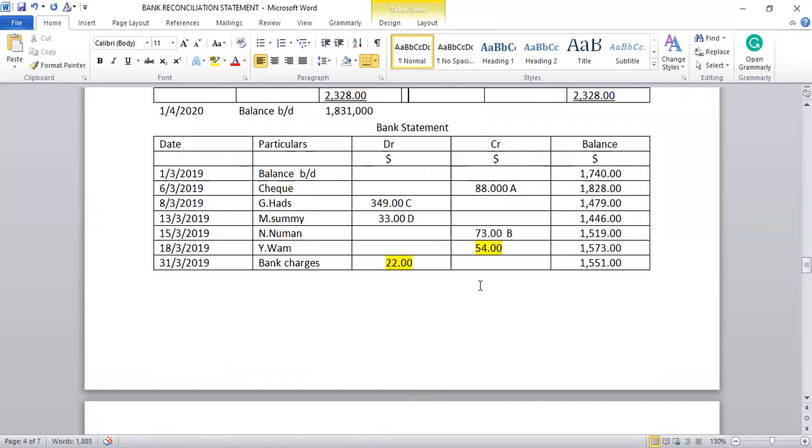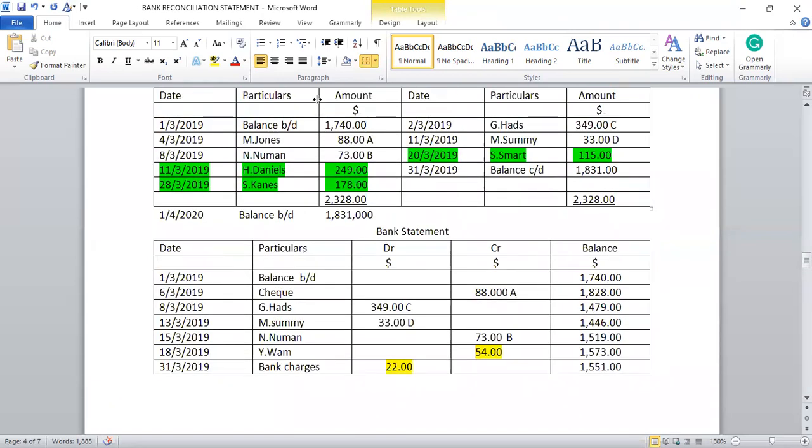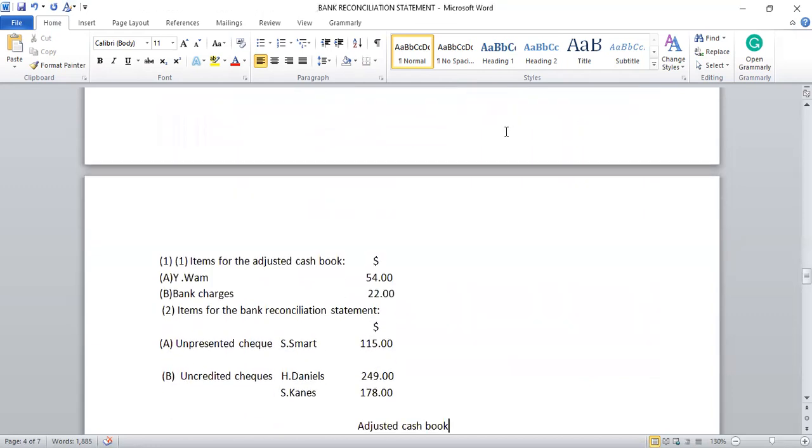It has been painted yellow. It is going to what? The cash book with the bank statement. It is not in the cash book, so it is going to the adjusted cash book. That's why I painted it yellow. Now the bank charges $22. It's also here, but it's not here. It's not in the cash book. So it is also going to the adjusted cash book.